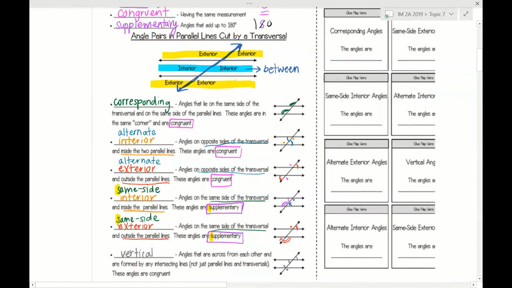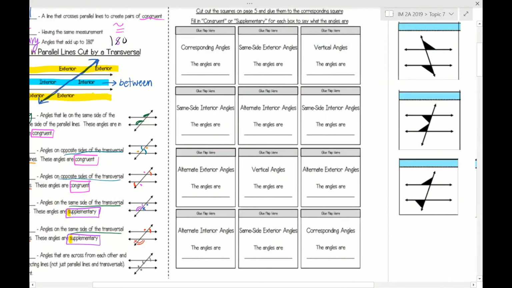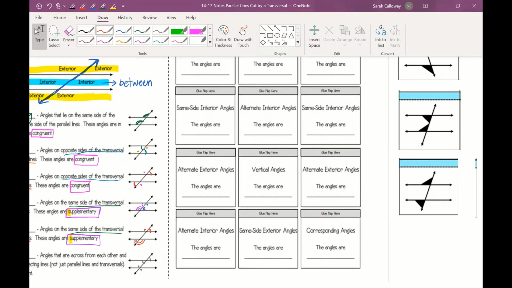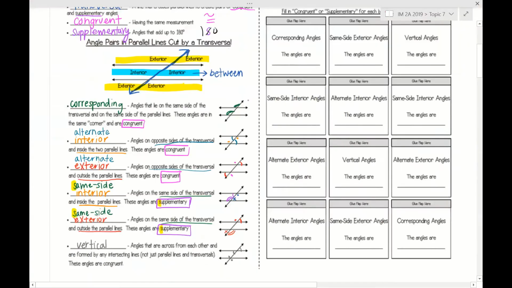So what we're doing on the next page is pasting on the little flaps. If I'm looking at these, let's start with just whether they're congruent or supplementary, and then we can find the angle that represents it. Okay, so corresponding angles are angles that are congruent. We can see over here that corresponding angles look like this. There are different pairs of them, but we know that they are all congruent.